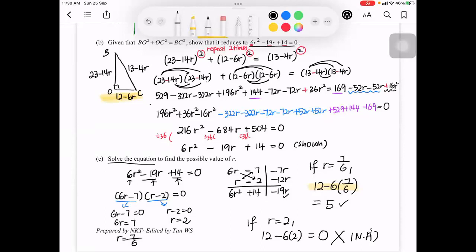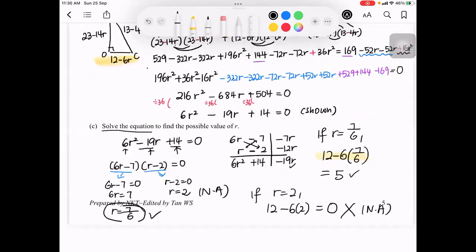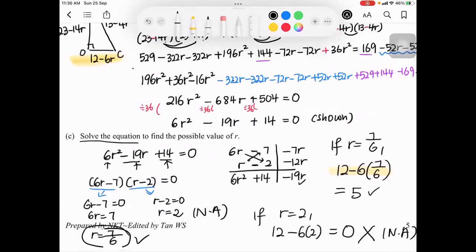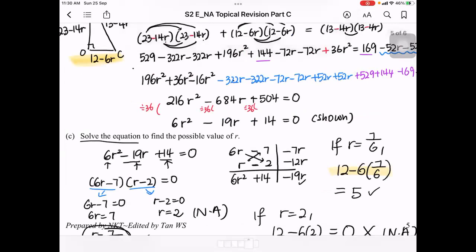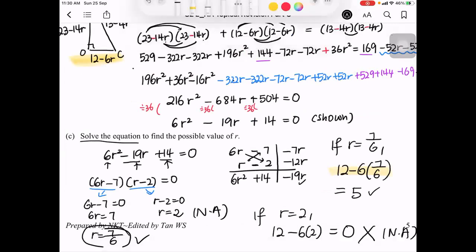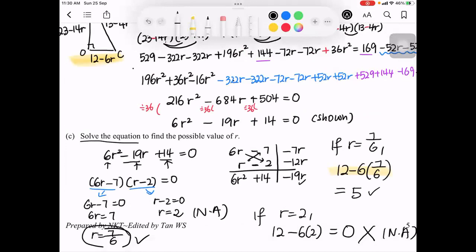So the final answer for R is this one. This one is not applicable. So the answer should be 7 over 6. Okay, that will be your answer. Okay, I understand, brain already dead. Try. So for this kind of question, if you cannot do part A or part B, at least you can solve the equation. Try, okay?